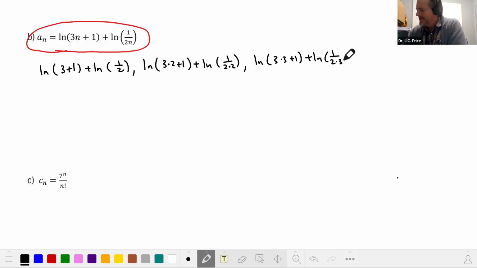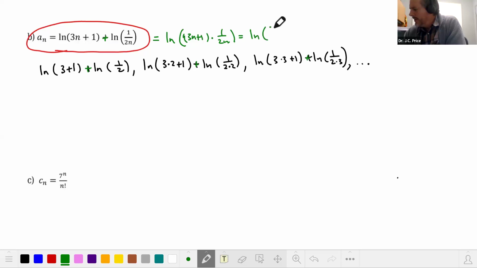And now as I'm doing this, then comma, dot, dot, dot, my brain's starting to think about this a little bit more, and it's realizing, hey, that plus right there, I can turn that into multiplication. And so really, this is the sequence ln of 3n plus 1, and then times 1 over 2n. So it's really equal to ln of 3n plus 1 divided by 2n. That's kind of nice, and so I can take advantage of that. So that's going to be equal to ln, and then, of course, that's a 4.